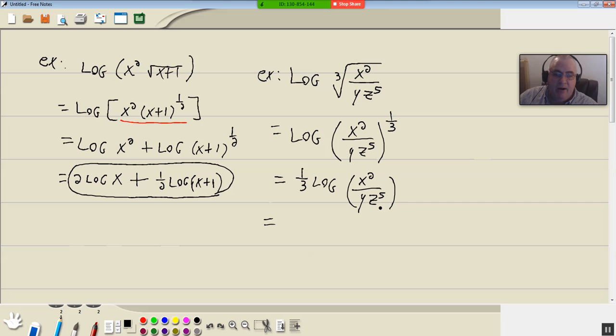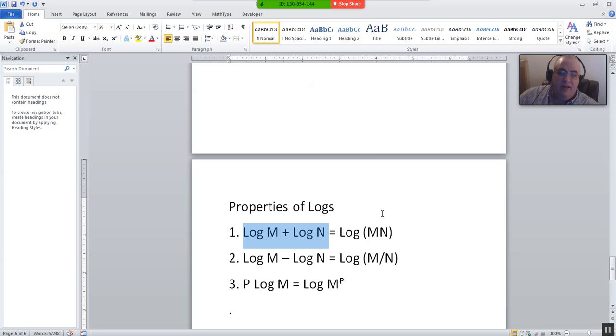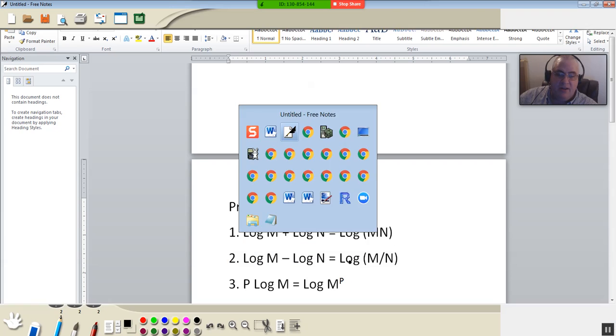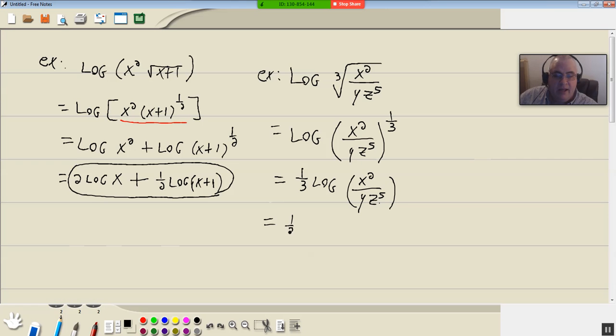Now we got second power, we got the 5th power, we got multiplication, we got division. The main thing that's happening if we use everything is division, because we got all of this divided by all of this. Well, division from property 2 becomes subtraction. So we're going to have 1/3 log x squared minus 1/3 log yz to the 5th.